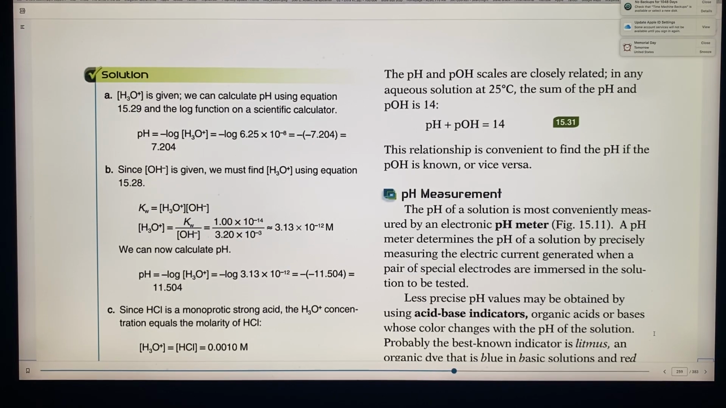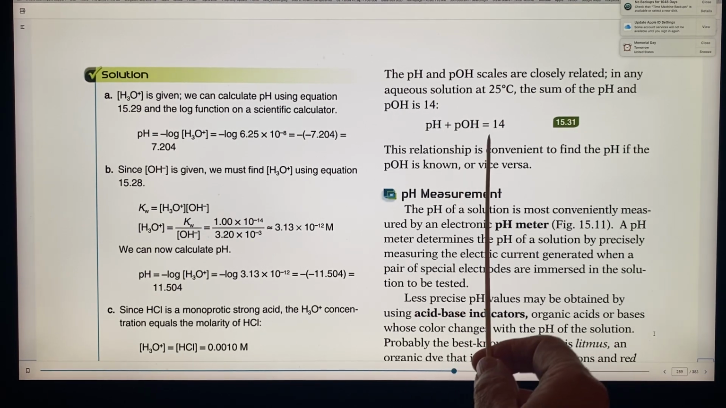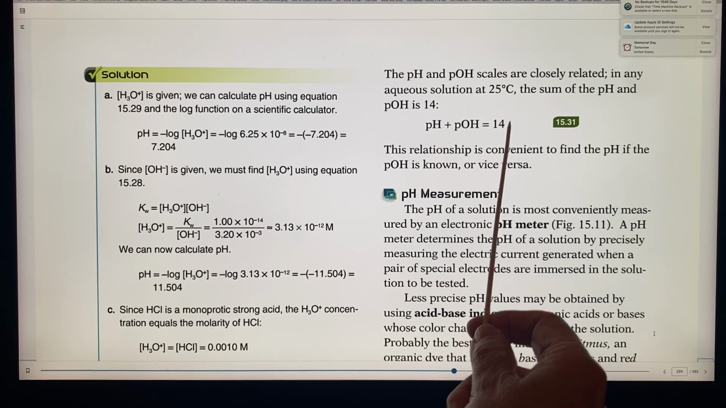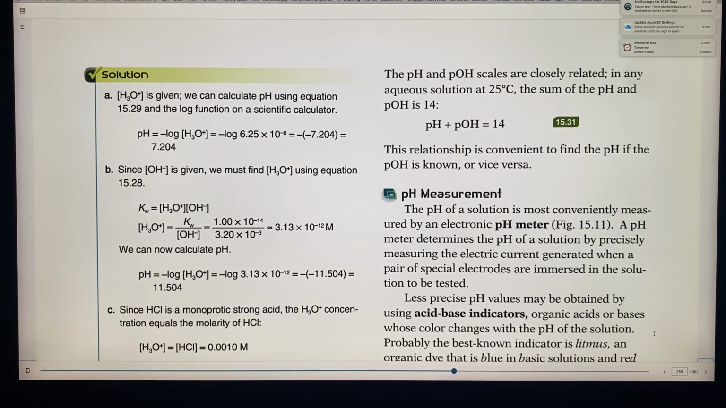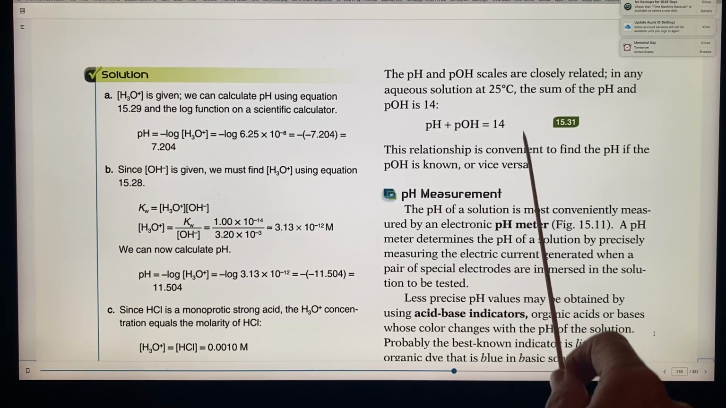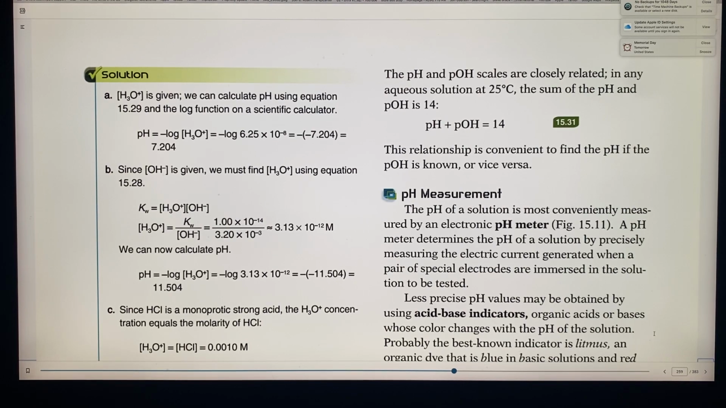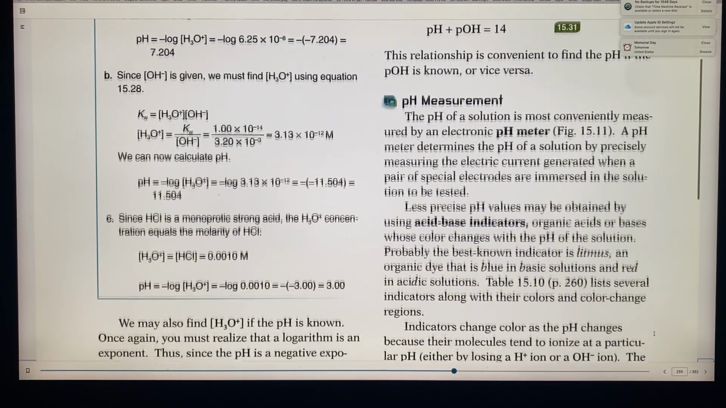It says pH and pOH scales are closely related in any aqueous solution at 25 degrees. You can take pH plus pOH, and you're going to always get 14 if you add them together. So this relationship is convenient to find the pH. If you don't know the pH and you know the pOH, you can find it by just subtracting 14 minus this to get the pH, or vice versa, because they're opposite. But if you add them together, you're going to get the neutral number of 14.